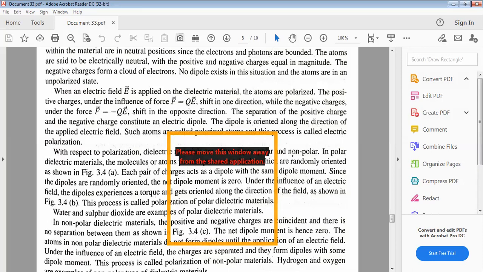The created dipole is elevated along the direction of the applied electric field. Such atoms are called polarized atoms, and this process is called electric polarization.